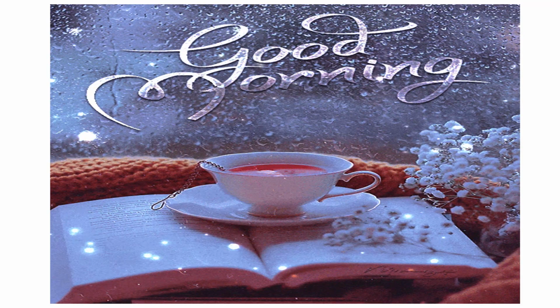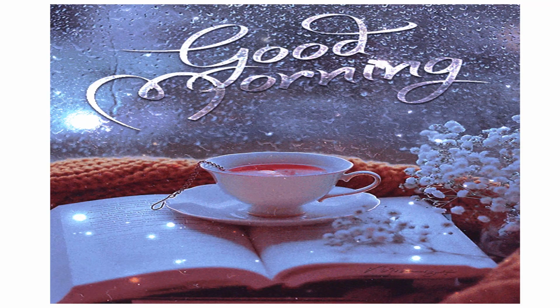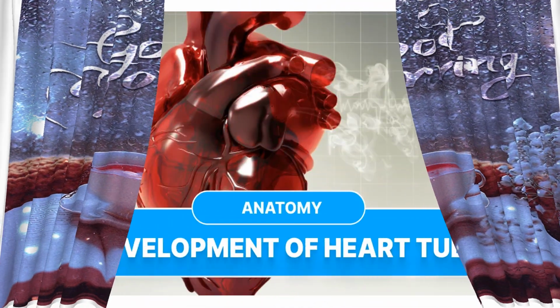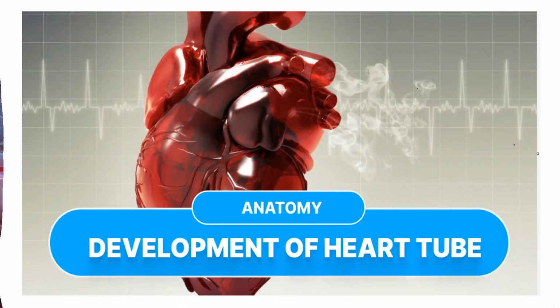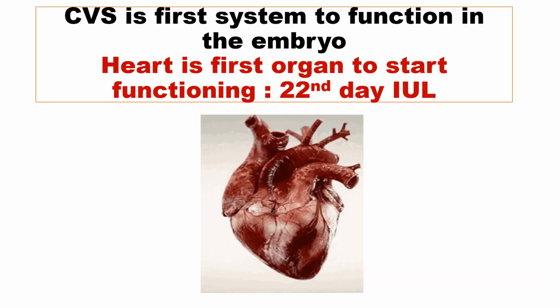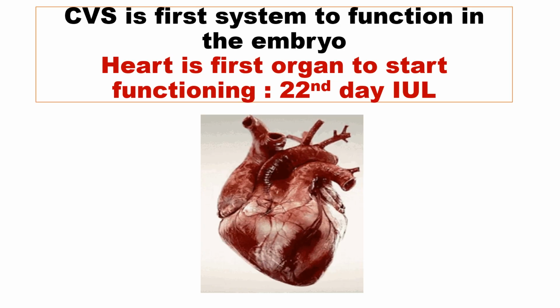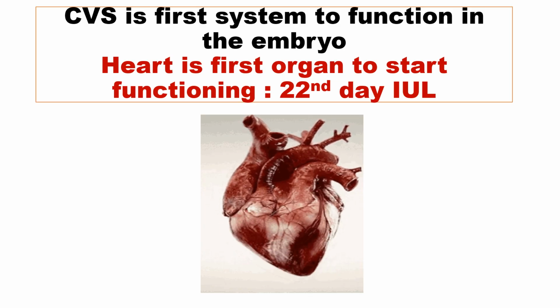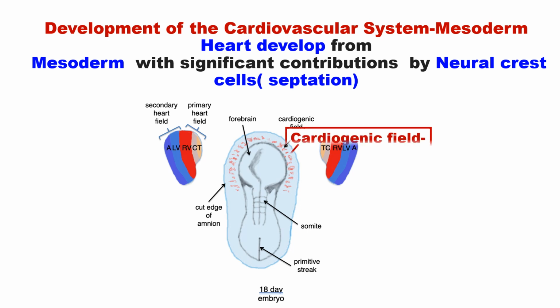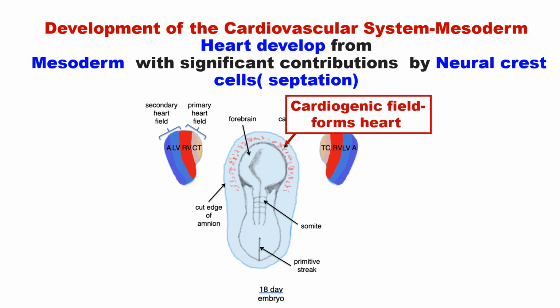We'll be discussing the anatomy and development of the heart tube. The cardiovascular system is the first system to function in the embryo, and the heart is the first organ to start functioning. Development of the cardiovascular system is basically from the mesoderm, the second germ cell layer. The heart develops from the mesoderm with a significant contribution by neural crest cells, which are responsible for the septation of the heart.